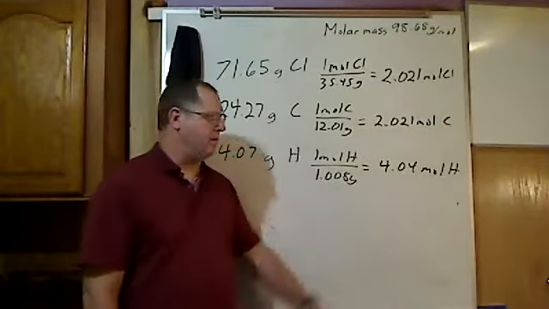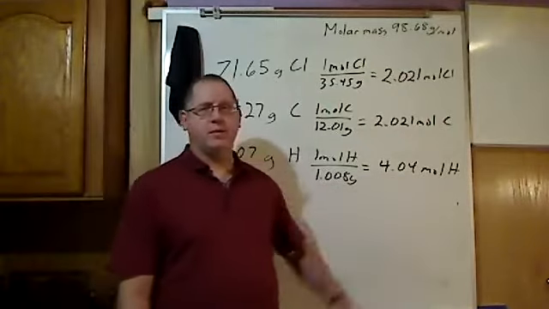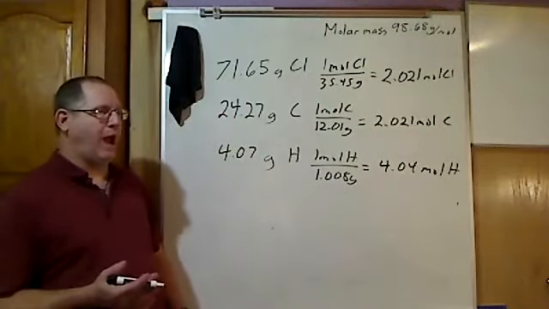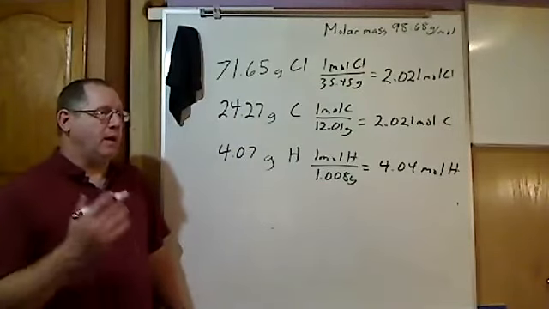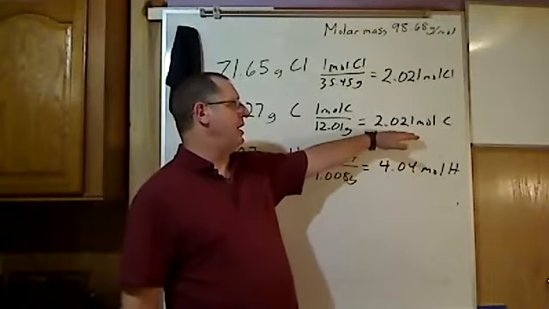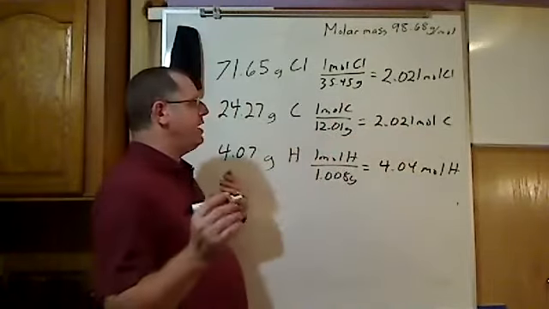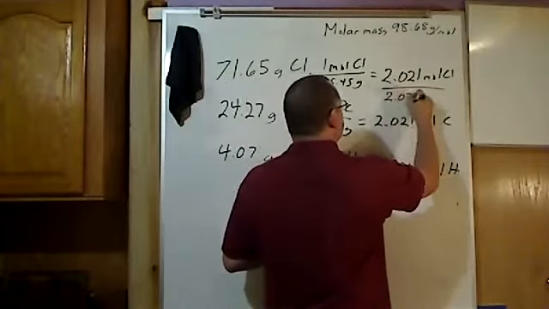Notice that the hydrogen only had 3 significant figures here. I will end up with 3 significant figures here. Always use the maximum number of significant figures that you have, not everything that's on your calculator. Now, this tells us that for every 4.04 moles of hydrogen, I have 2.021. So what I'm going to do is go through and divide all of these by the smallest value. This particular one is 2.021.